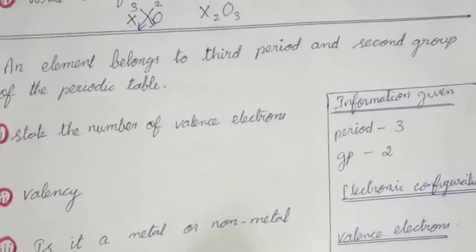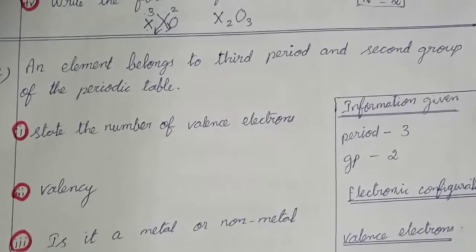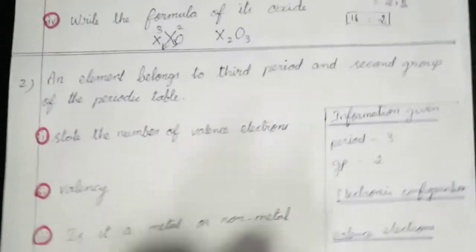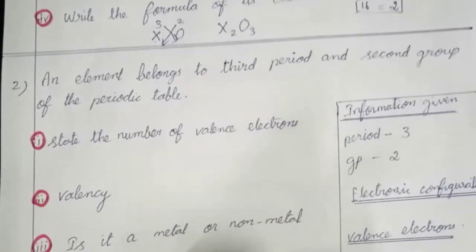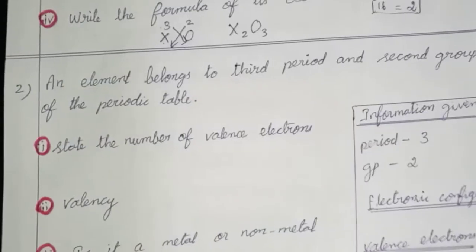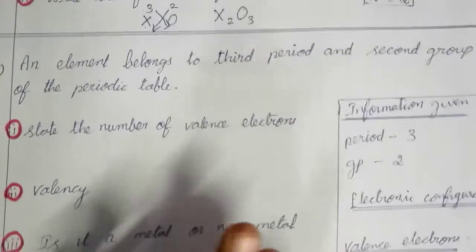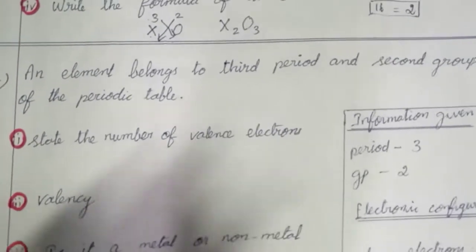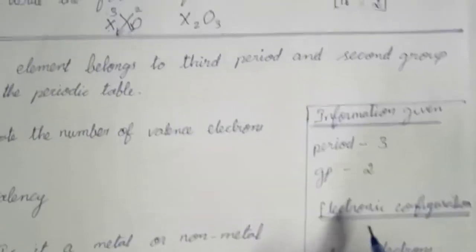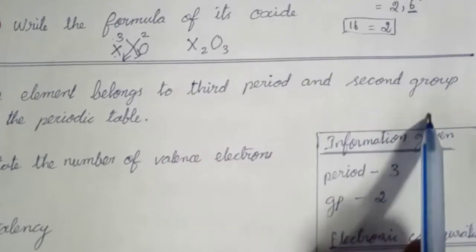And next problem: an element belongs to the third period and second group of the periodic table. From the question, what information is given? Take that information from the question and write it shortly. So first, it belongs to period 3, isn't it? It belongs to the third period and second group.